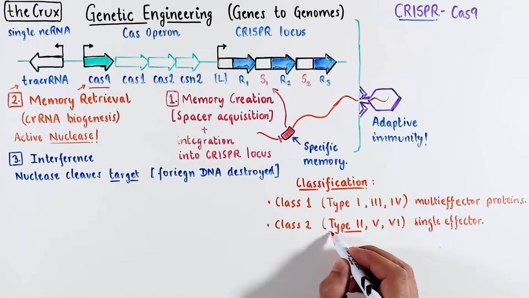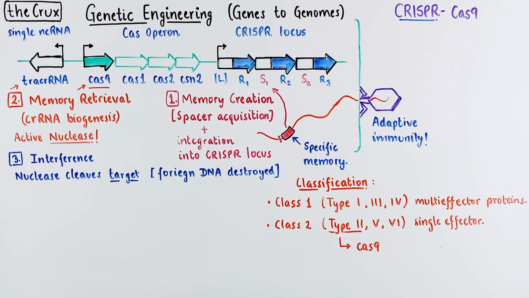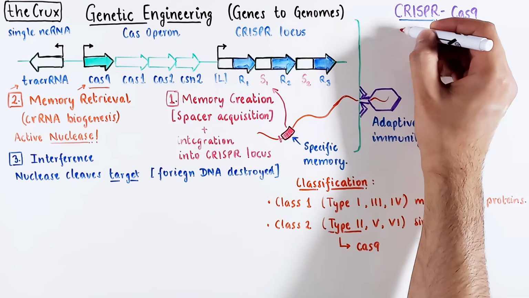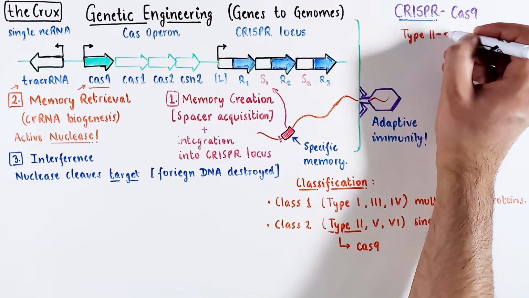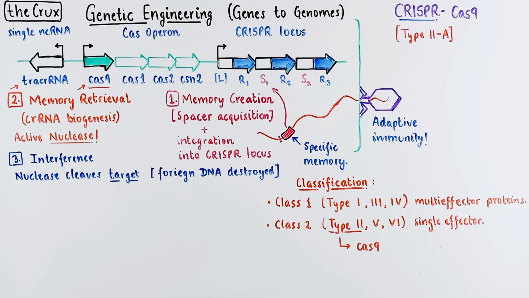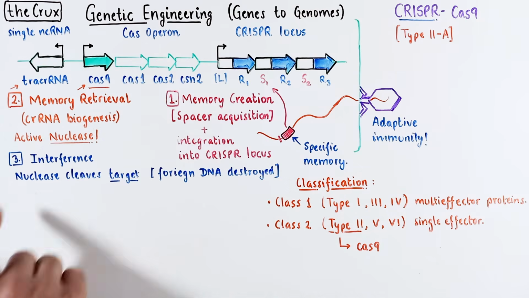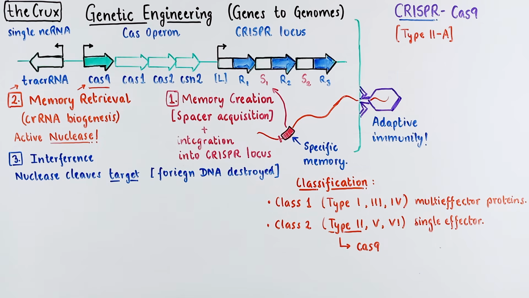Cas9, by the way, is found in Class 2, Type II system. The Type II system has further subclasses that I won't discuss here, but it is one of the most widely studied systems and also used in genome editing. Therefore, this video about CRISPR-Cas9 is specifically on Type II-A. With that, we are ready to explore the 3 steps of CRISPR-Cas9-driven immunity and its mechanism.